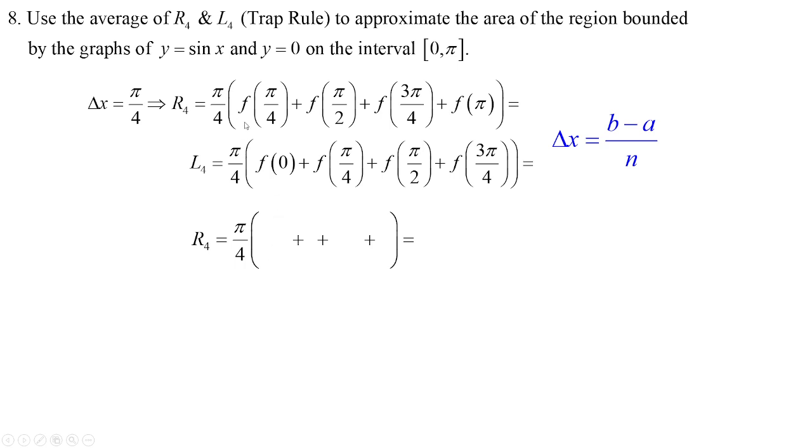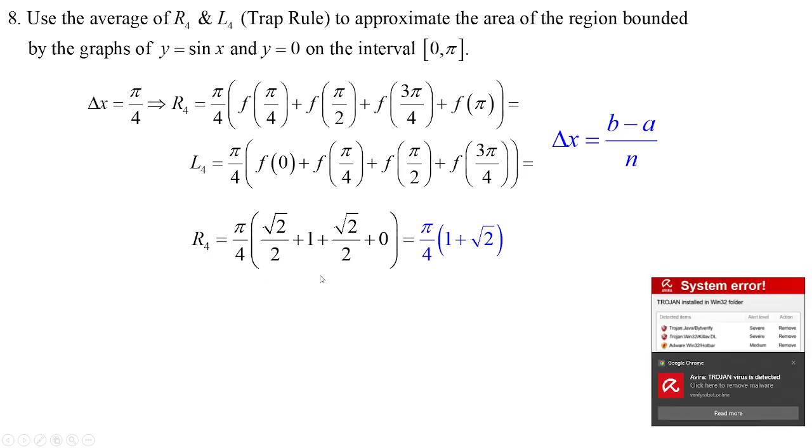And what is sine of pi over 4? Well, that'd be root 2 over 2. What is sine of pi over 2? That would be 1. What is sine of 3 pi over 4? That'd be another root 2 over 2. And what is sine of pi? That would be 0. So let's clean that up. And, oh, I just went right to it, okay? So do you see a pi over 4 and then a 1 plus root 2? And there's R sub 4 right there.